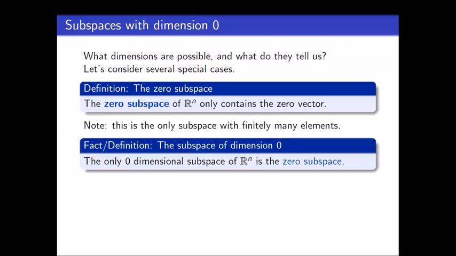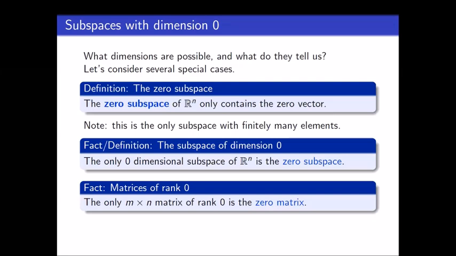The next thing is the subspace of dimension 0. This zero subspace is the only subspace of Rn, for any n, with dimension 0. And the last thing is matrices of rank 0. The only m cross n matrix of rank 0 is the 0 matrix, because any time you have a non-zero entry in any matrix, you're going to have at least one leading one in the row echelon form. So the rank is going to be at least 1. To get a matrix of rank 0, you need to make sure all entries are indeed 0.